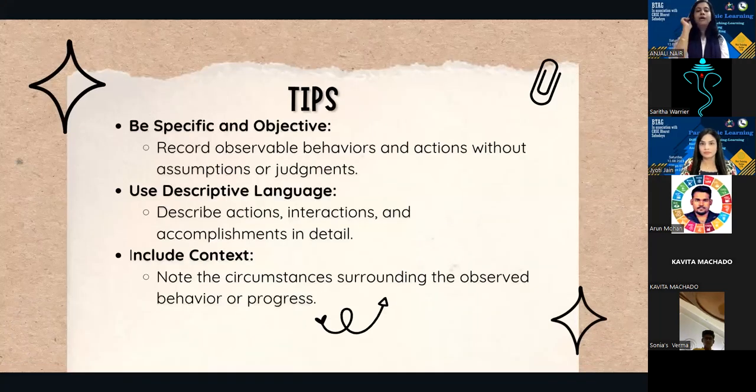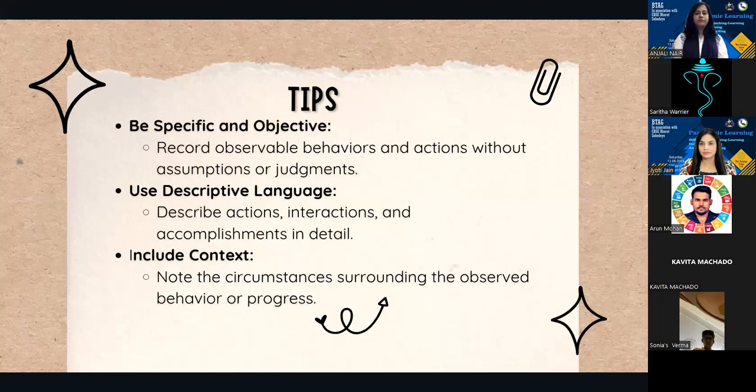Some tips when you write or maintain anecdotal records: be specific and objective, and record observable behaviors and actions without assumptions or judgment. You do not assume things. You should not judge a child. You should record whatever you observe.